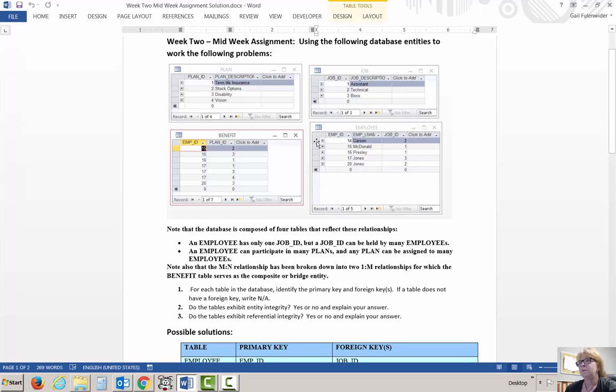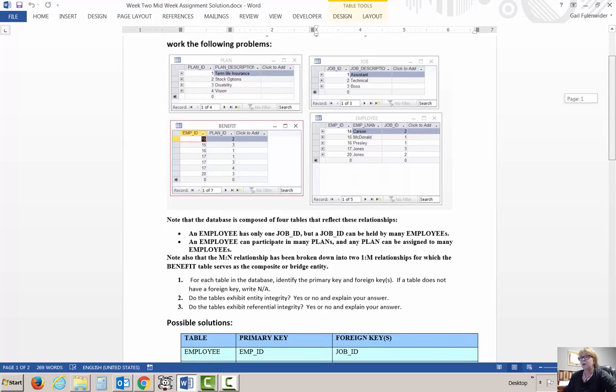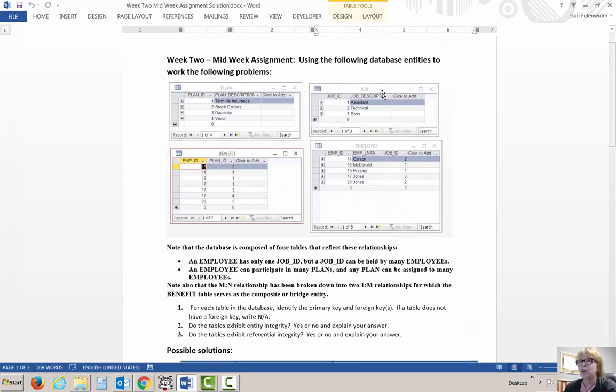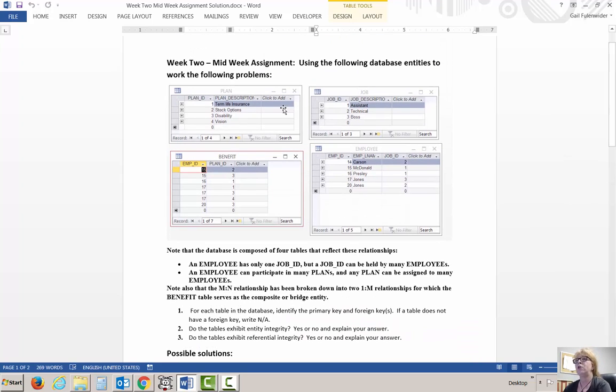There's unique in the job table. Again, foreign keys can't have duplicates. Same thing in plan. When we look at the plan ID, now remember, job and plan do not have foreign keys. It's only the benefit. So when I look at the plan, there is no foreign key to refer back to, just like job. Now when I look at the benefit, there are two foreign keys here.